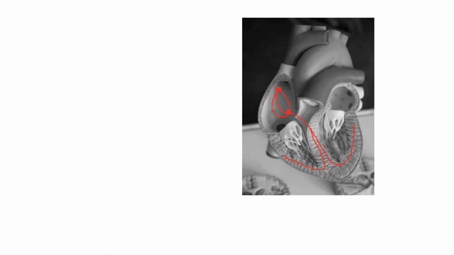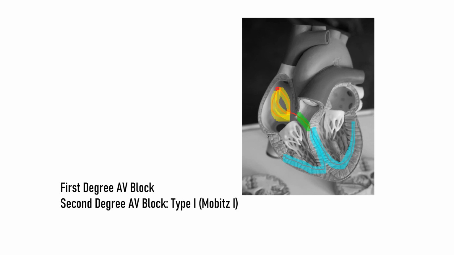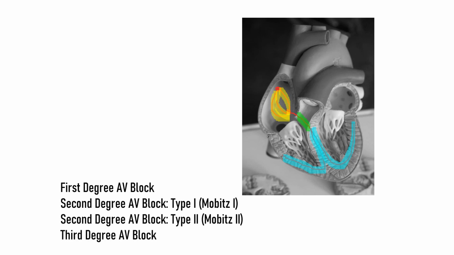Atrioventricular block is a block of conduction of signals from atria to ventricles. There are four types of atrioventricular blocks: first degree atrioventricular block, second degree atrioventricular block type 1, which is also called Mobitz 1, second degree atrioventricular block type 2, which is called Mobitz 2, and third degree atrioventricular block.